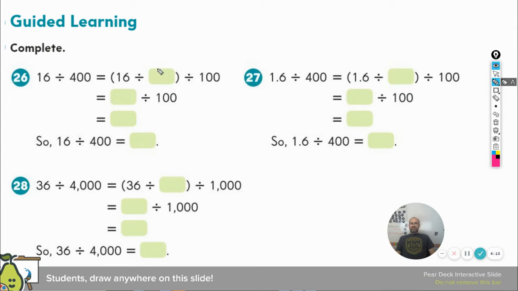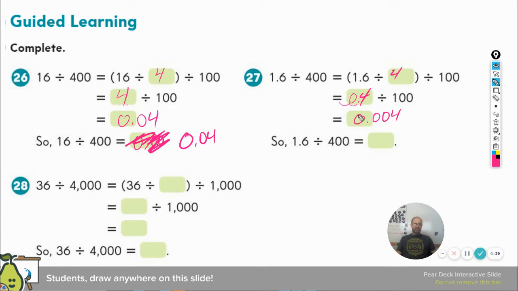16 divided by 400 is the same as 16 divided by 4 divided by 100. 4 divided by 100 means you move the decimal place 2 spots and you get 4 hundredths, or 0 and 4 hundredths. Here you're doing 1.6 divided by 4 divided by 100. 1.6 divided by 4 is going to be 0.4, divided by 100 means you're moving the decimal 2 places, so you're getting 4 thousandths at that point.